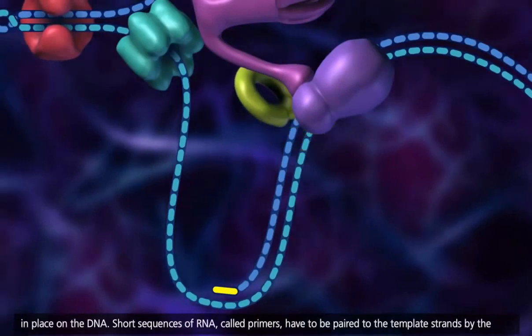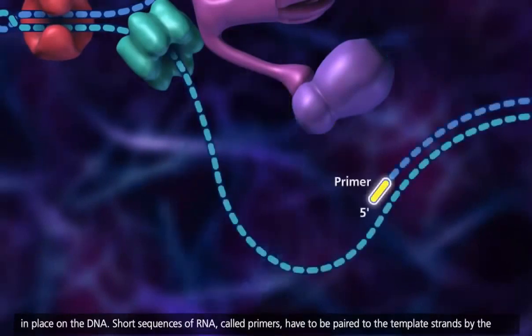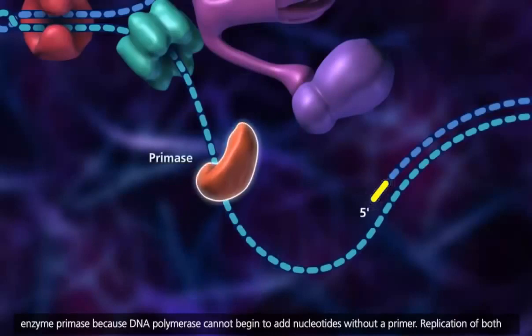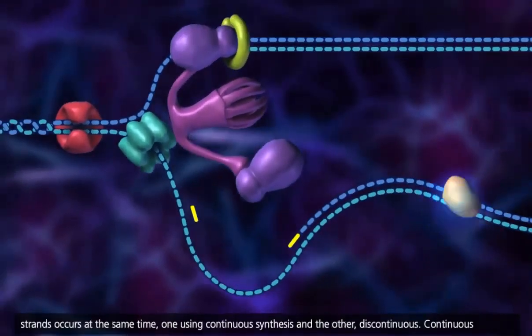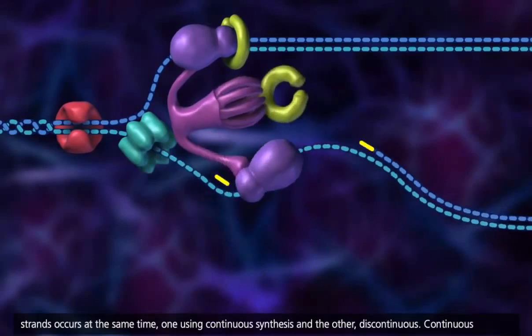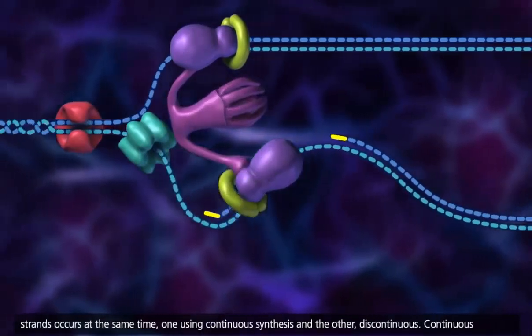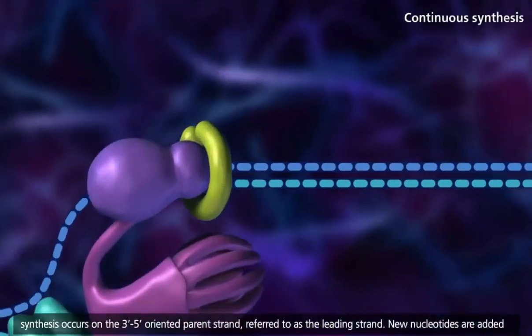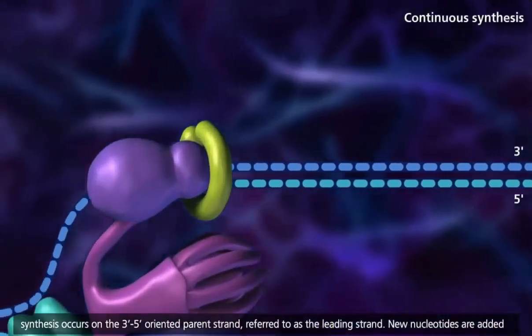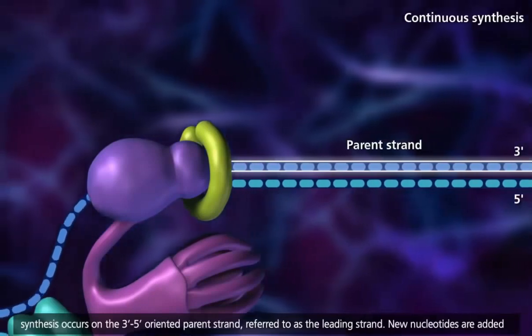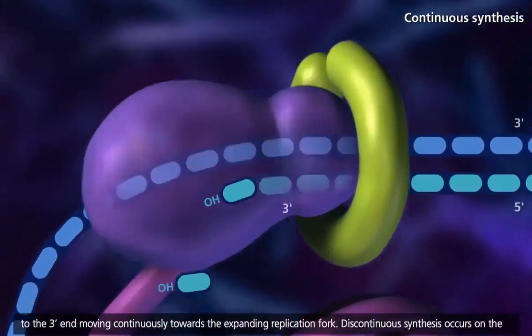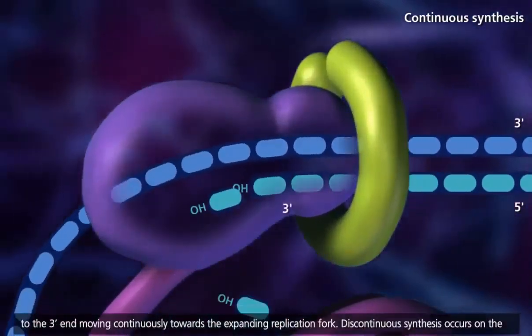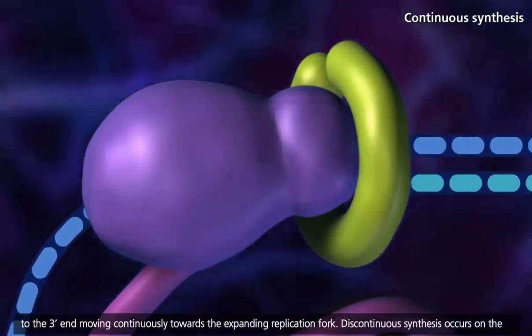Short sequences of RNA, called primers, have to be paired to the template strands by the enzyme primase because DNA polymerase cannot begin to add nucleotides without a primer. Replication of both strands occurs at the same time, one using continuous synthesis and the other discontinuous. Continuous synthesis occurs on the 3' to 5' oriented parent strand, referred to as the leading strand. New nucleotides are added to the 3' end, moving continuously toward the expanding replication fork.